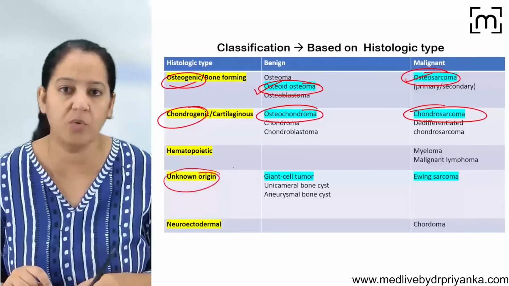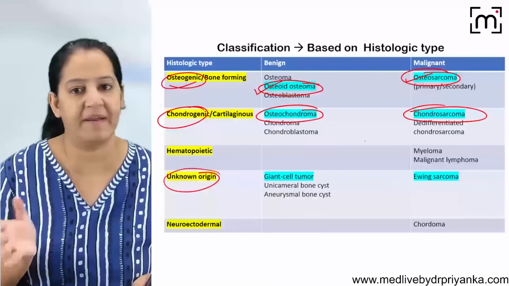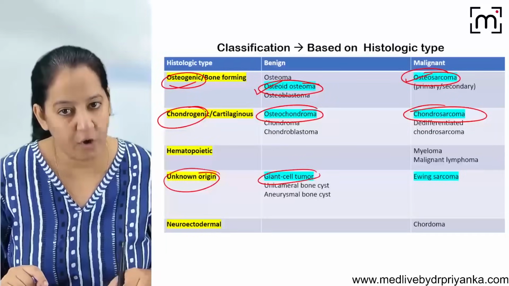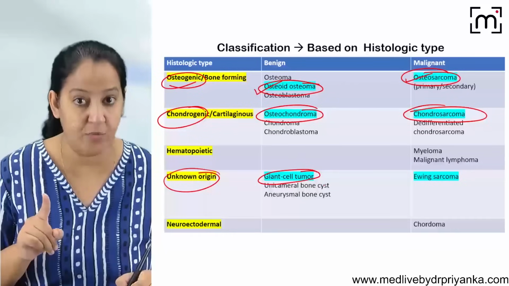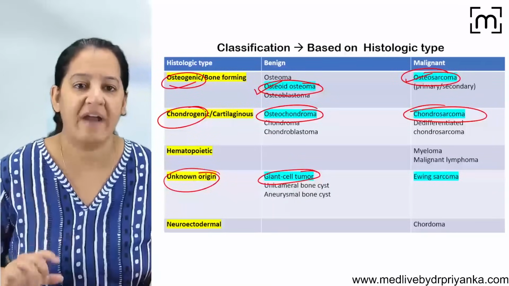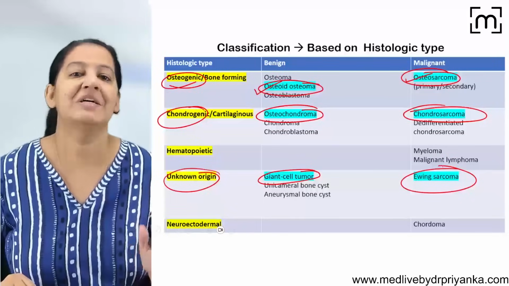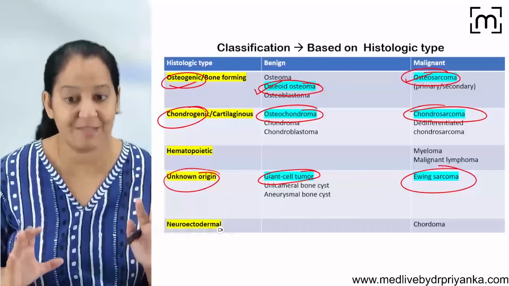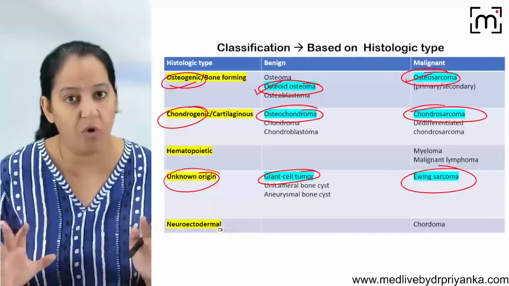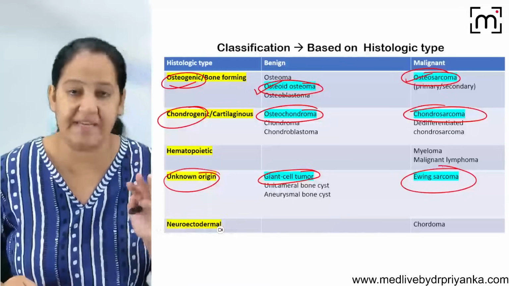Among the tumors of unknown origin, again we will see 2 tumors in detail, one benign, one malignant. We will see the detail of giant cell tumor, which is a benign tumor, but it is having malignant potential. And we will see the detail of Ewing sarcoma, which is a very aggressive malignant tumor. So we will see the details of these 6, but you should know the classification of all of them very clearly, in which category they are coming.